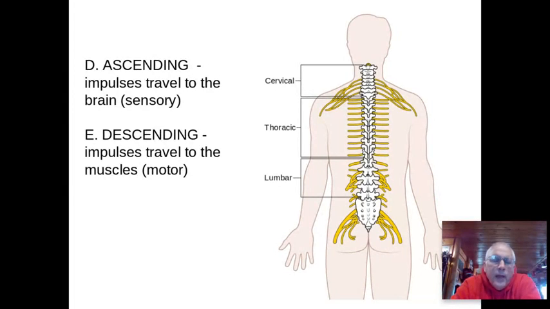And the thing you have to understand with spinal nerves and spinal cords is we have ascending and descending. Ascending means these are impulses that travel to the brain. So I pick up an object and it's hot or cold.